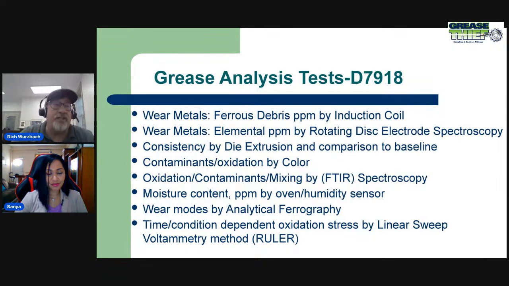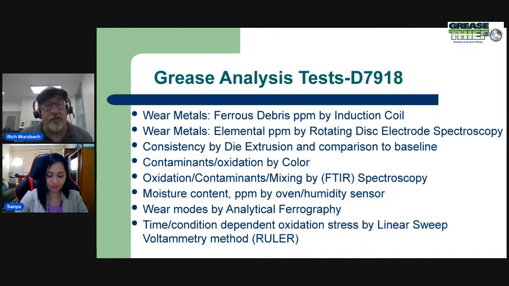We look for contaminants and oxidation by color. We can use the FTIR spectroscopy to look for oxidations, the presence of mixing, other contaminants. We can do moisture content down to ppm levels by using an oven and humidity sensor model. We can look for the wear modes with analytical ferrography. And then that RULER test, the time dependent oxidation stress by linear sweep voltammetry, that says when we came back and pushed new fresh grease in and the old grease came out, what was its condition? Was it shot? Were there no antioxidants left?